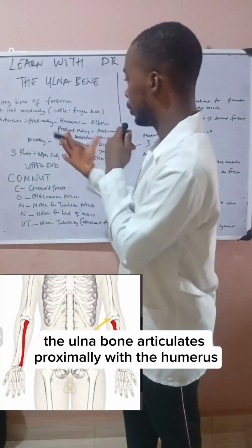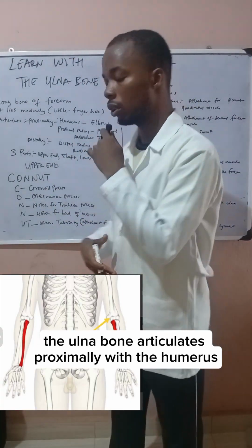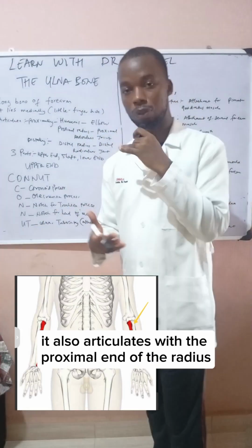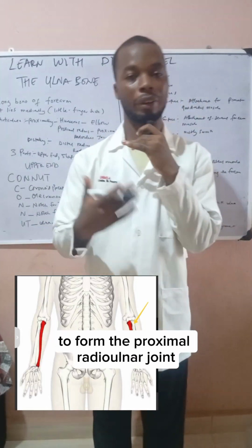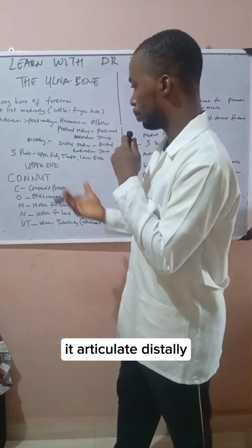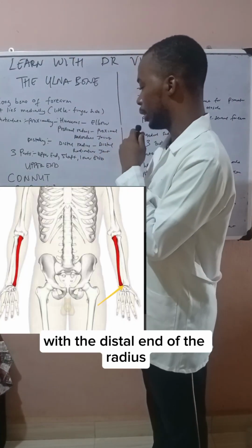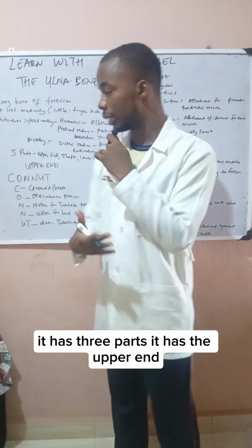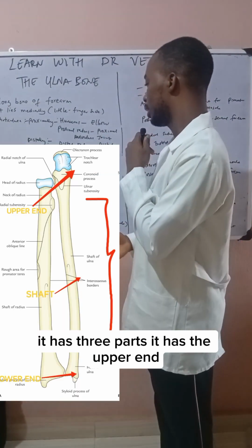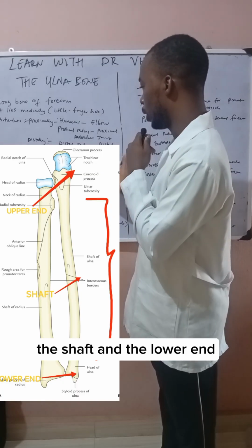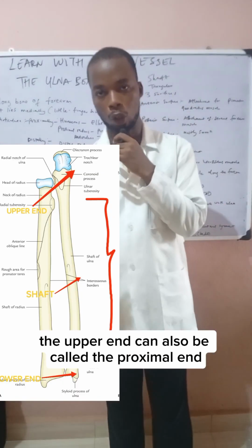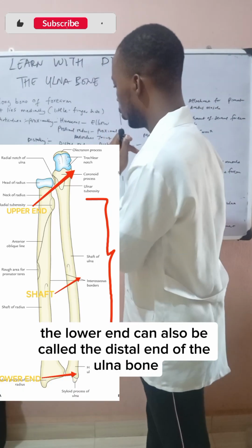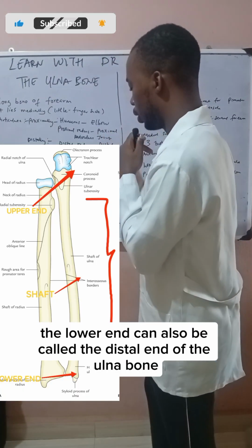Now the ulnar bone articulates proximally with the humerus to form the elbow joint. It also articulates with the proximal end of the radius to form the proximal radioulnar joint. It articulates distally with the distal end of the radius to form the distal radioulnar joint. It has three parts: the upper end, the shaft, and the lower end. The upper end can also be called the proximal end of the ulnar bone, while the lower end can also be called the distal end of the ulnar bone.